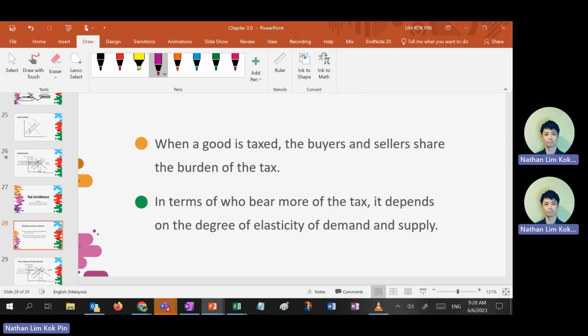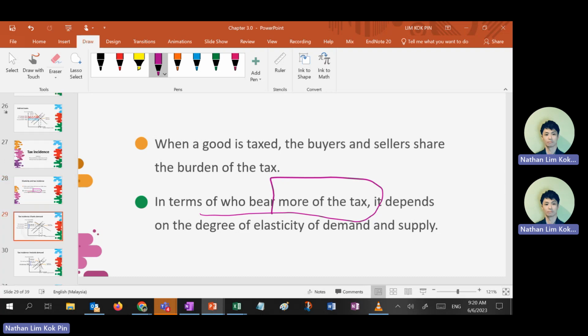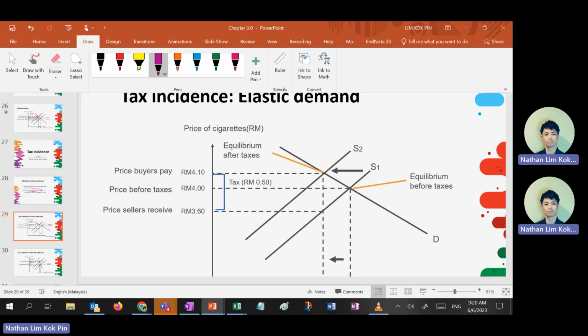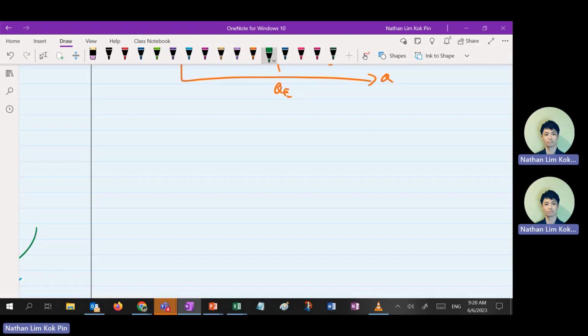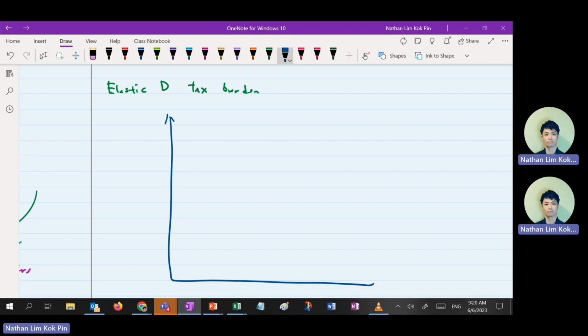So we need to see which area, either the consumer or producer, will bear more tax. This is our analysis. First one is when your demand curve is elastic. Let me draw and show you. Elastic demand tax burden. The demand curve must look like an E. Imagine it looks like an E. So this is your demand curve.